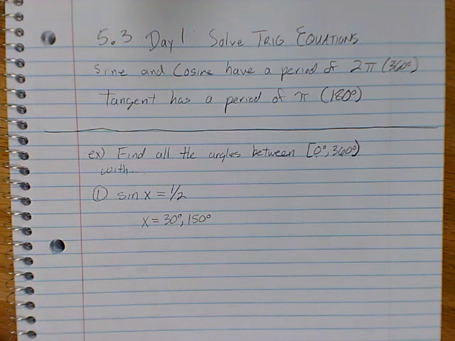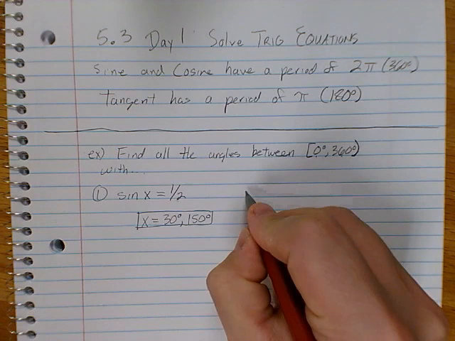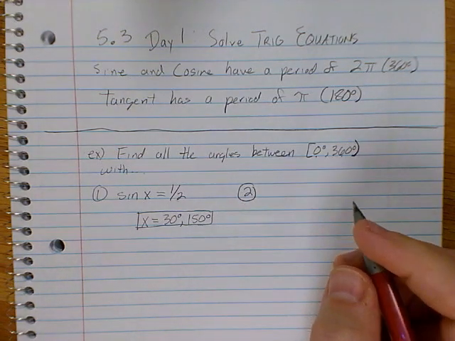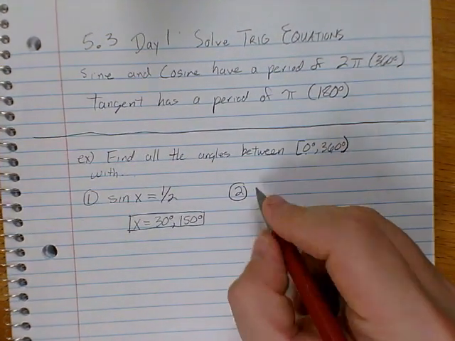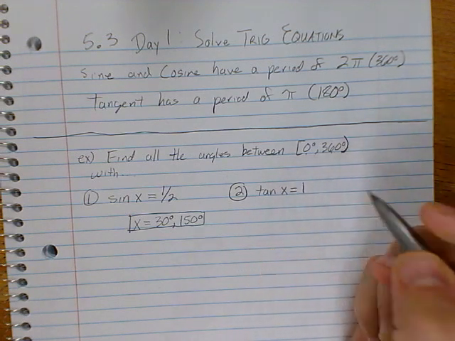So that would be your final answer to that question. Now, let's look at a couple more examples. So for example 2, let's say the tangent of x is equal to 1.